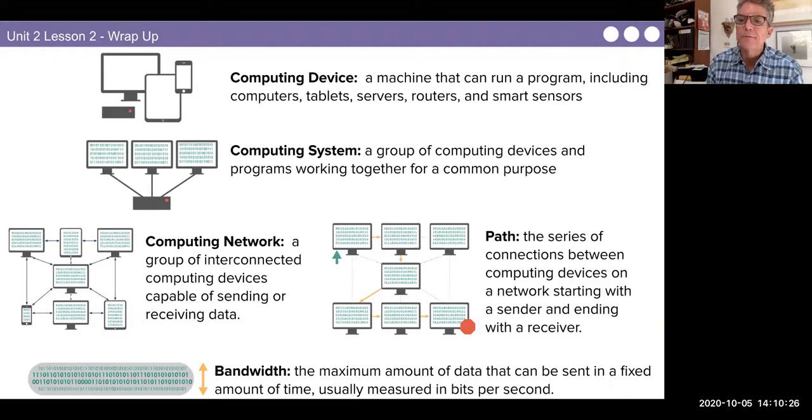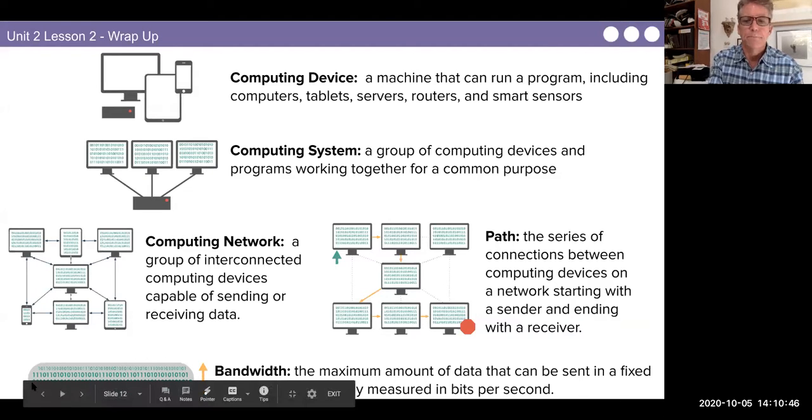The path is the series of connections between computing devices on a network, starting with a sender and ending with a receiver. The path is the way that you get to your receiver. Bandwidth is the maximum amount of data that can be sent in a fixed amount of time.